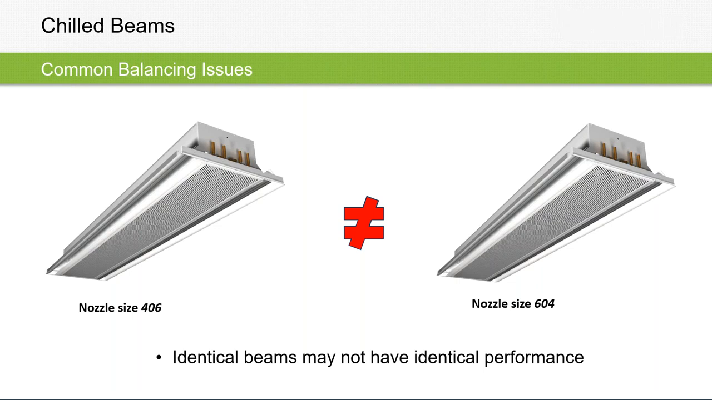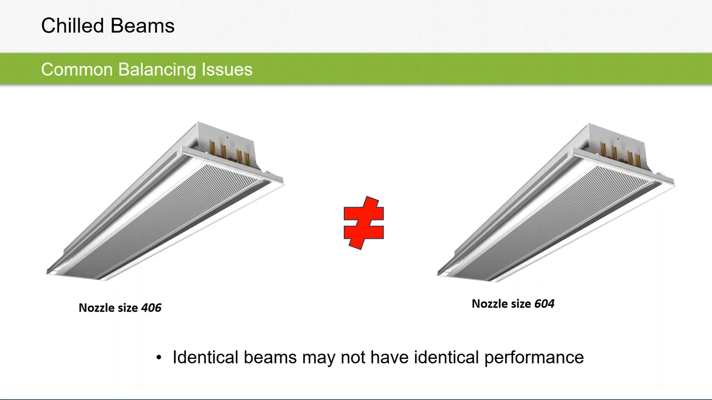But the first point I want to make when you do start balancing is that you could have two identical beams from the floor side, but the internal components are actually very different. In this case, we have two beams shown. One's a nozzle size 406 and one's a 604. It also sounds very similar, but they could have very different performance characteristics. If you mix these up and try to balance them as the other one, you're not going to get the right pressures.